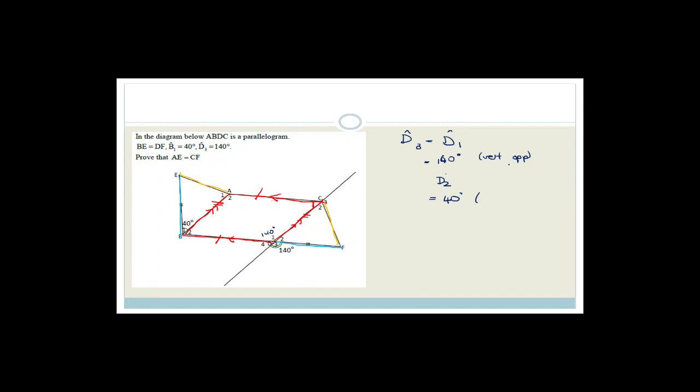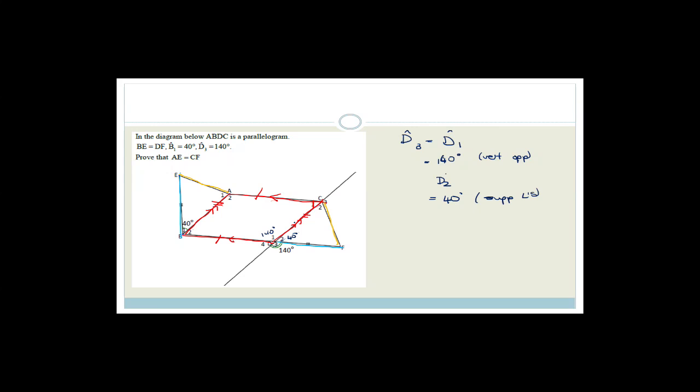Why? Because it's a straight line, so it's supplementary angles. Supplementary angles. And you can either run that way or that way. So this is 40 degrees. Okay. Now, we therefore know that this triangle has got 40 degrees here, 40 degrees here. We know that EB equals DC, and we know that EA is equal to CF or FC. Sorry, we're trying to prove that.